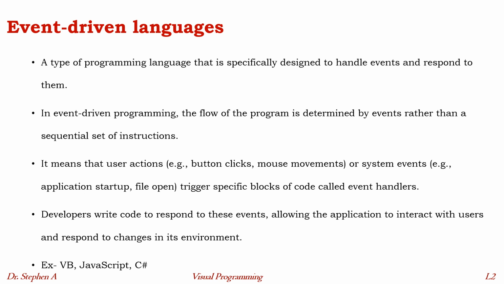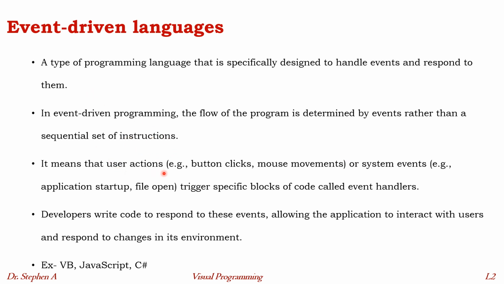Now here comes the answer for visual programming. What type of language is visual programming? Visual programming is an event-driven programming language. What are event-driven programming languages? It is a type of programming language specifically designed to handle events and respond to them. In event-driven programming, the flow of the program is determined by events rather than a sequential set of instructions.